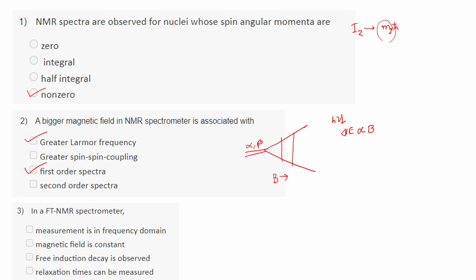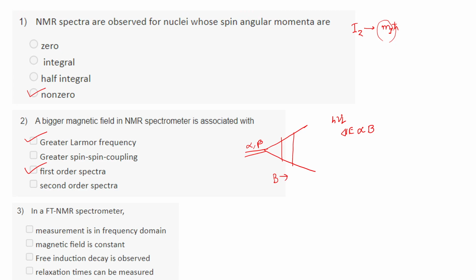That's why you are going to see a first order spectrum. And what about question number 3? This question should actually go to the week 12 assignment. In an FTNMR spectrometer, which of the given statements are correct?